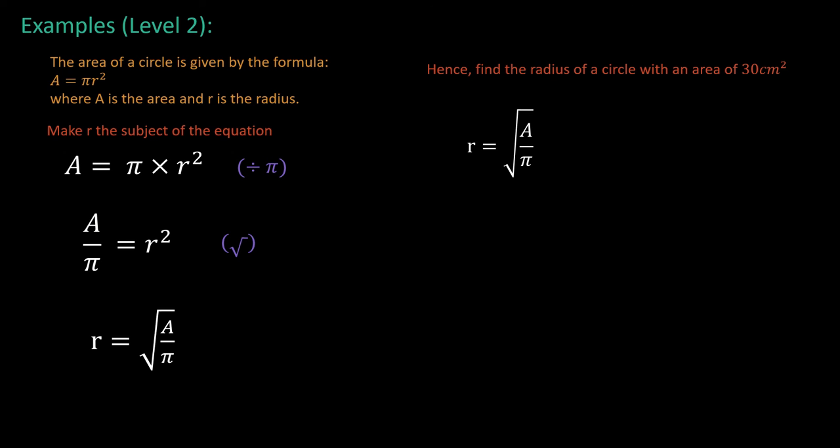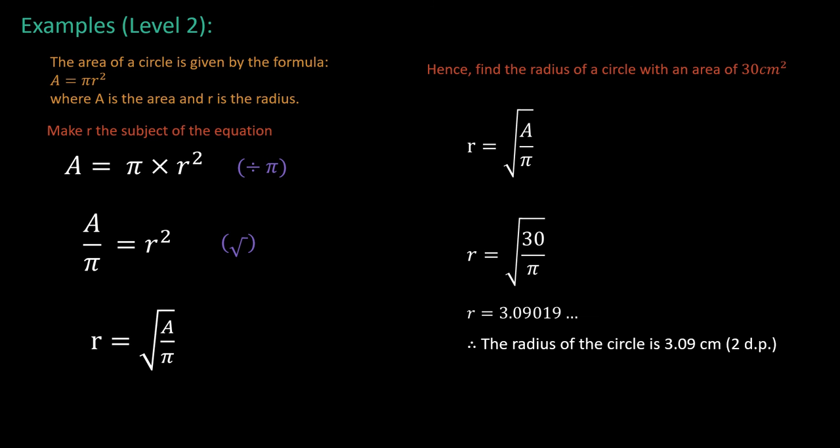So we start by writing that formula again, but then we need to substitute in that a is 30. Remember, pi is a constant anyway, so that's going to stay as it is. So r is going to be the square root of 30 over pi, which comes up to a bit of a mess, but we will just shorten it to 2 decimal places. So the radius of the circle is 3.09 centimeters, and it's good to state what you've rounded to. So we just write in brackets 2 decimal places.